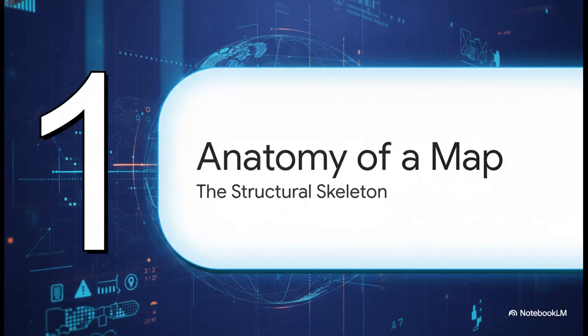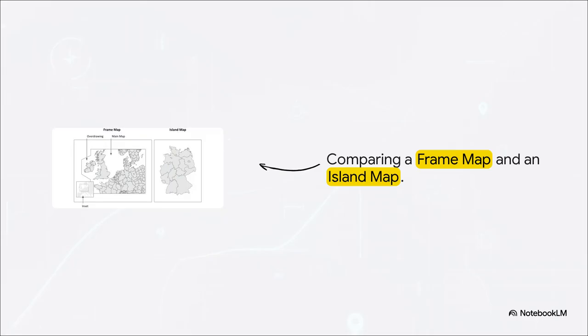All right, section 1, the anatomy of a map, the structural skeleton. So check out the contrast here between two fundamental setups of what cartographers call the map face. That's just the area containing the actual graphic content. On the left, we've got a frame map. It's this rigid, regular area bounded by distinct coordinates. It's completely filled with content, basically anchoring us to a specific grid system.